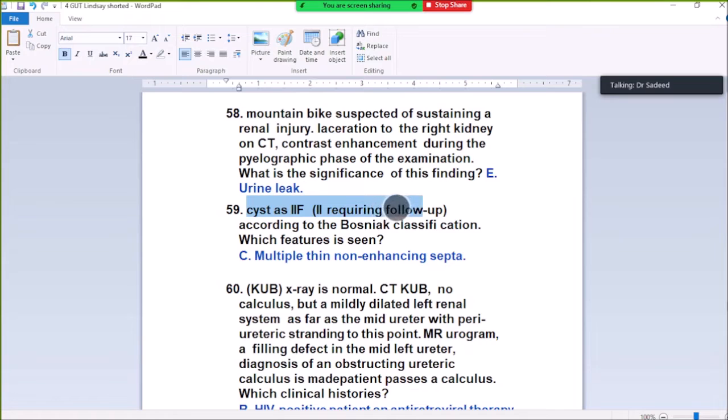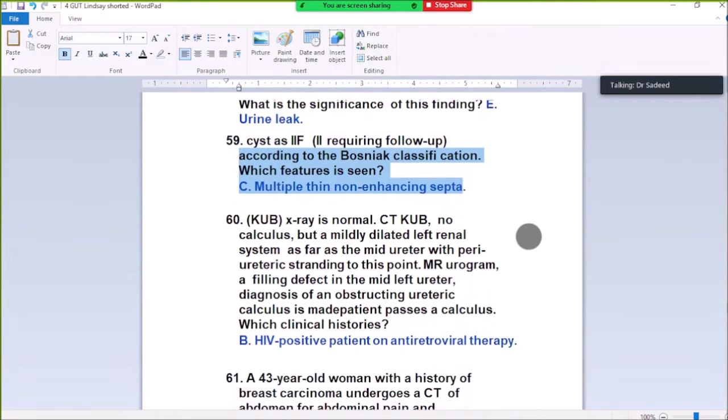Question 59. Cyst as 2F. 2F requires follow-up. According to the Bosniak classification, the feature seen in 2F is multiple thin non-enhancing septa.